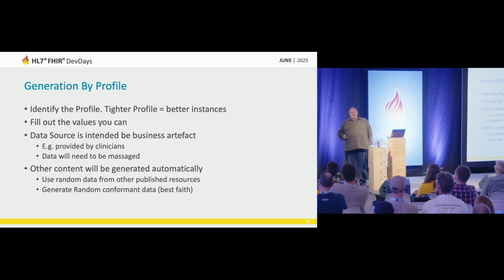Alternatively, you can generate by profile. So you can say, here's a spreadsheet, here's a profile, generate by the profile, and then you'll get a resource for each row. By default, we'll just fill the profile based on the definitions in the profile with fixed values and then random values. And then you fill out the values that you can from the source spreadsheet.